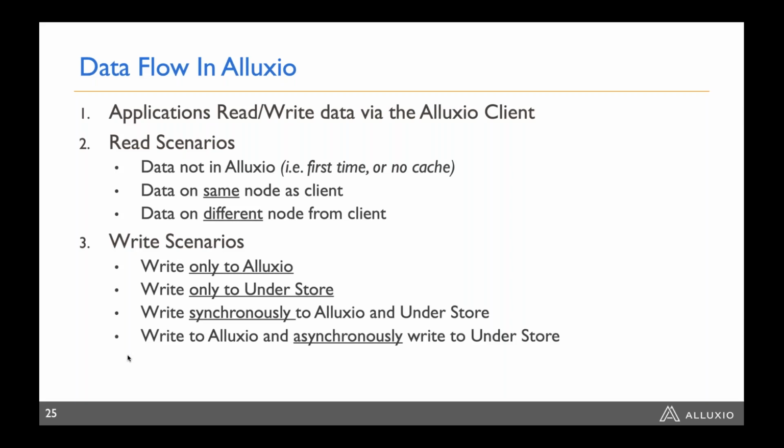For a read path, your data may not be in Alluxio. It's the first time, or the data might live in the same node as the client, or it could live on a different node. And for the write scenarios, you could write only to Alluxio, but you have many different options. You could write to both Alluxio as well as the understore, which is the primary location for storage for that data. And you can do this synchronously as well as asynchronously.